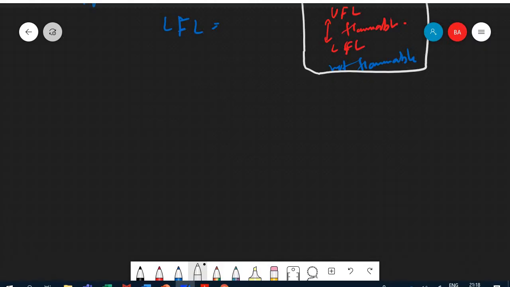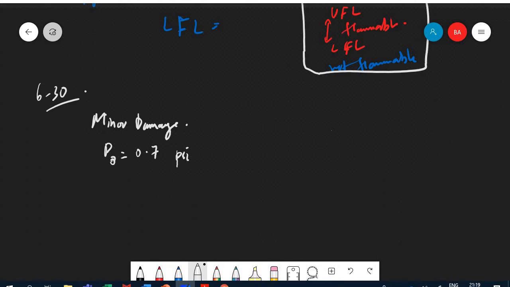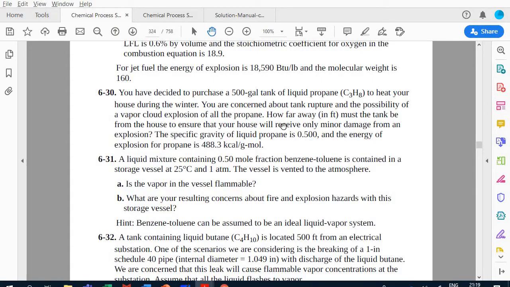Okay, so the first thing here, I'm going to write 630. So my minor damage, I'm talking about P naught is equal to 0.7 psi. Well, now if you just think of your calculation, what is my aim? I have this information. What is my goal? I want to find R. How far away? I want to find R.